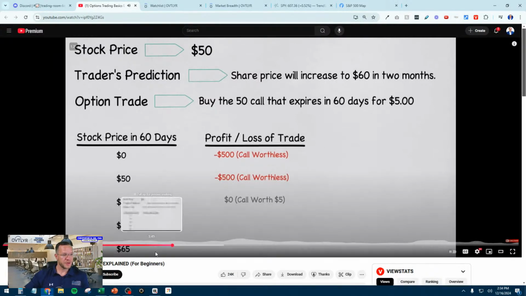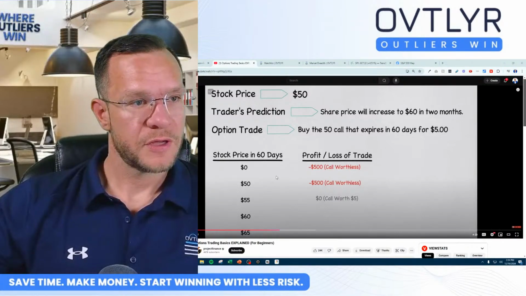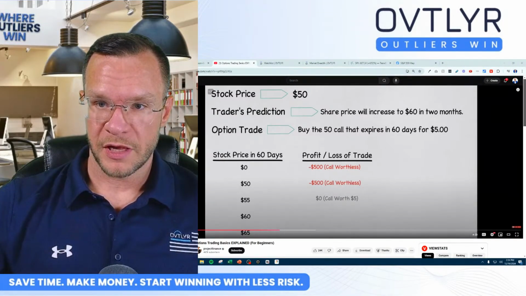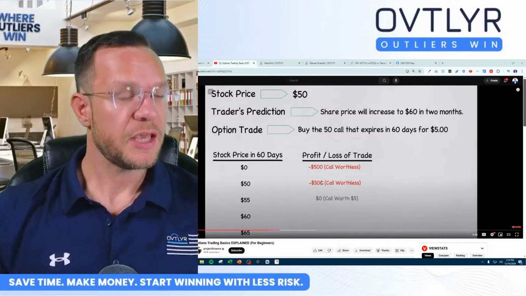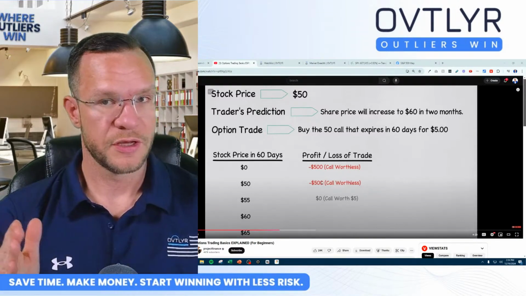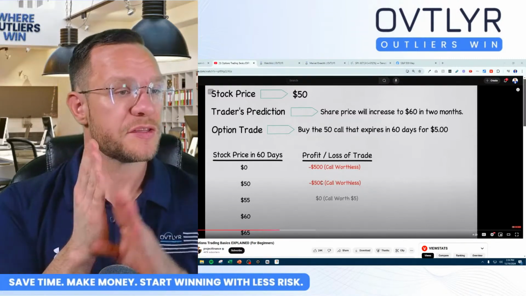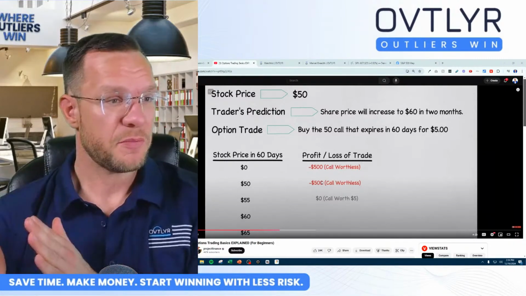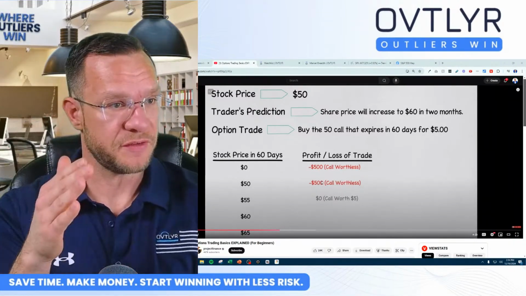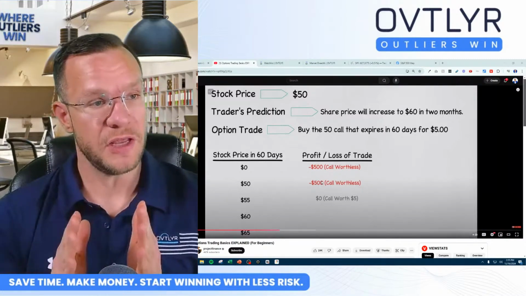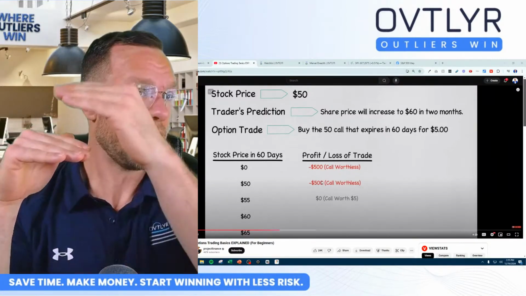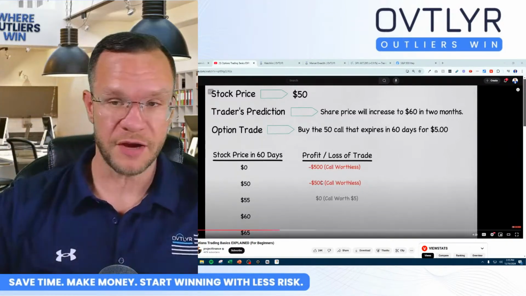So let's do the math behind this. The option was the 50 strike. Okay. And at the 50 strike, he paid $5 for it. So you take the strike price plus the amount you paid for it to get your break-even point. If he had paid 50 cents for it, it would have been $50.50. But the break-even here is exactly the strike price plus what he paid for it, which is why it's all the way up at $55.